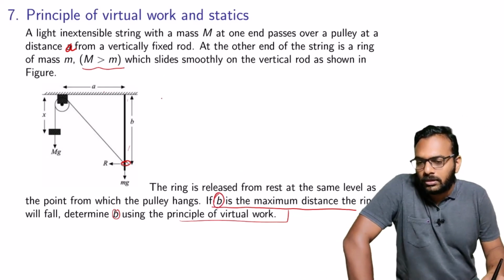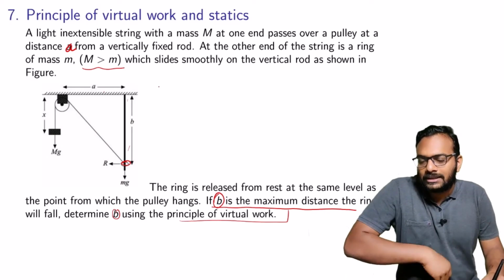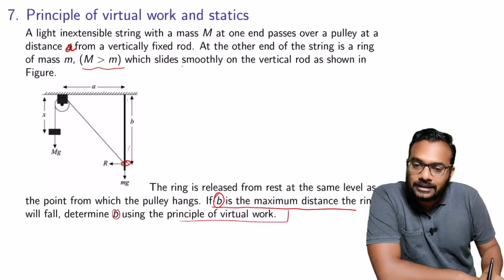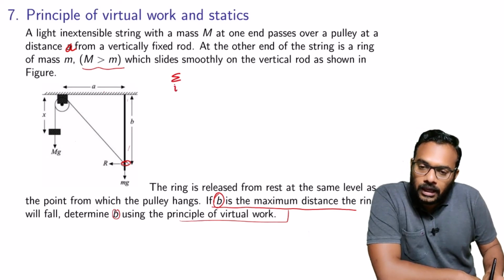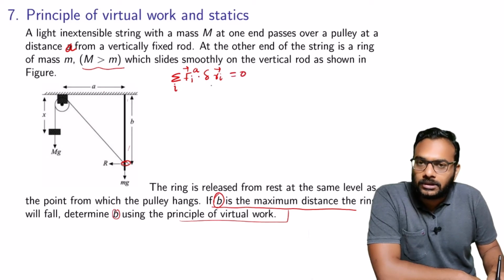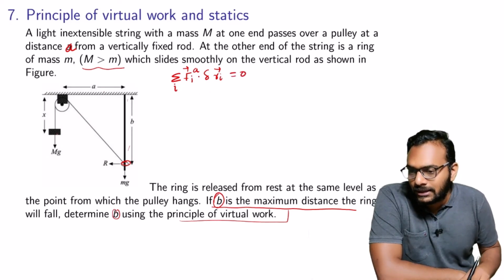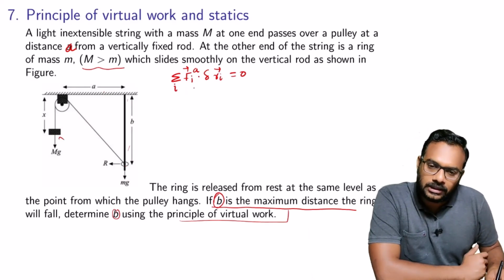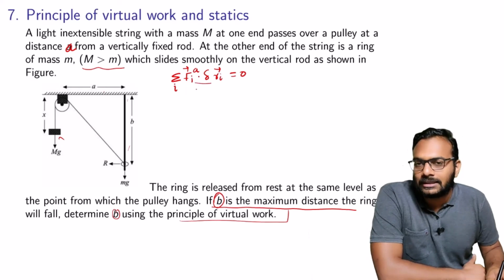What's the principle of virtual work? Let's start by writing it down. It says that the summation over i of F_i applied dot delta r_i is equal to 0. Here the forces are Mg and small mg. Theta is 0, so when you take the dot product, you just multiply them.